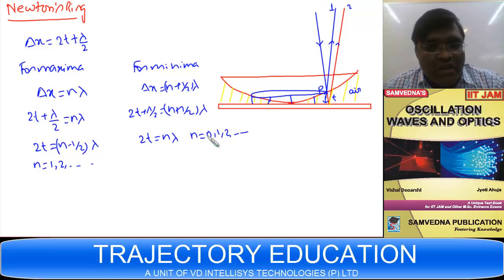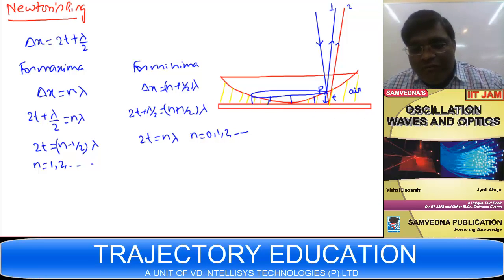We call it bright ring, we call it dark ring. Bright ring and dark ring. So we are interested in finding out the radius of that bright ring that corresponds to nth maxima, and the radius of the dark ring which corresponds to nth minima, right? So let's try to find out what is the radius of that ring.